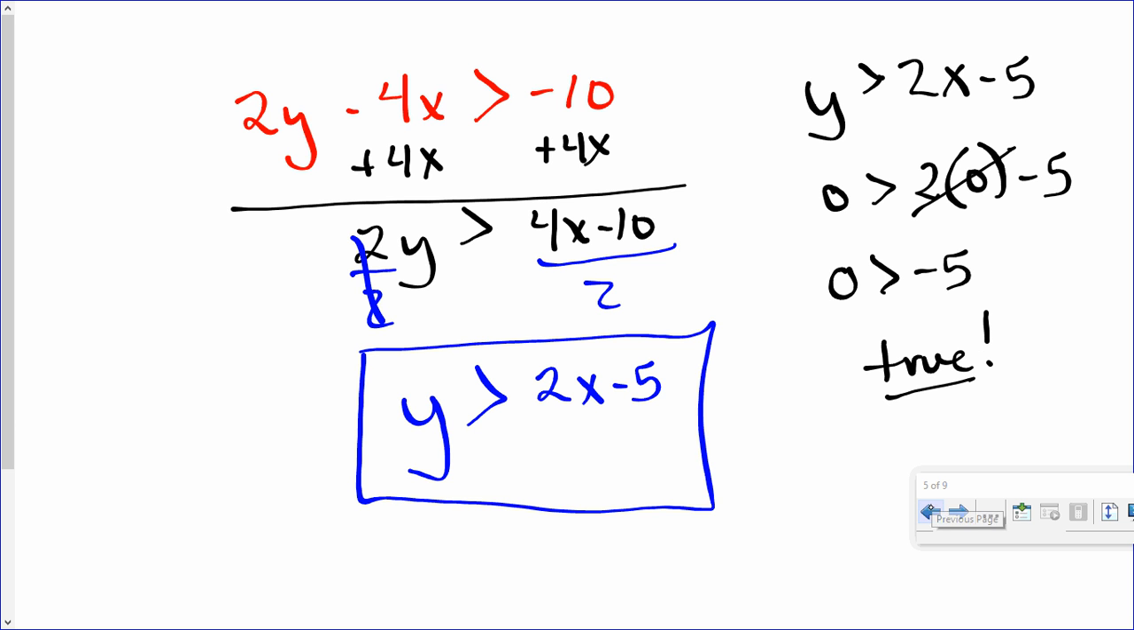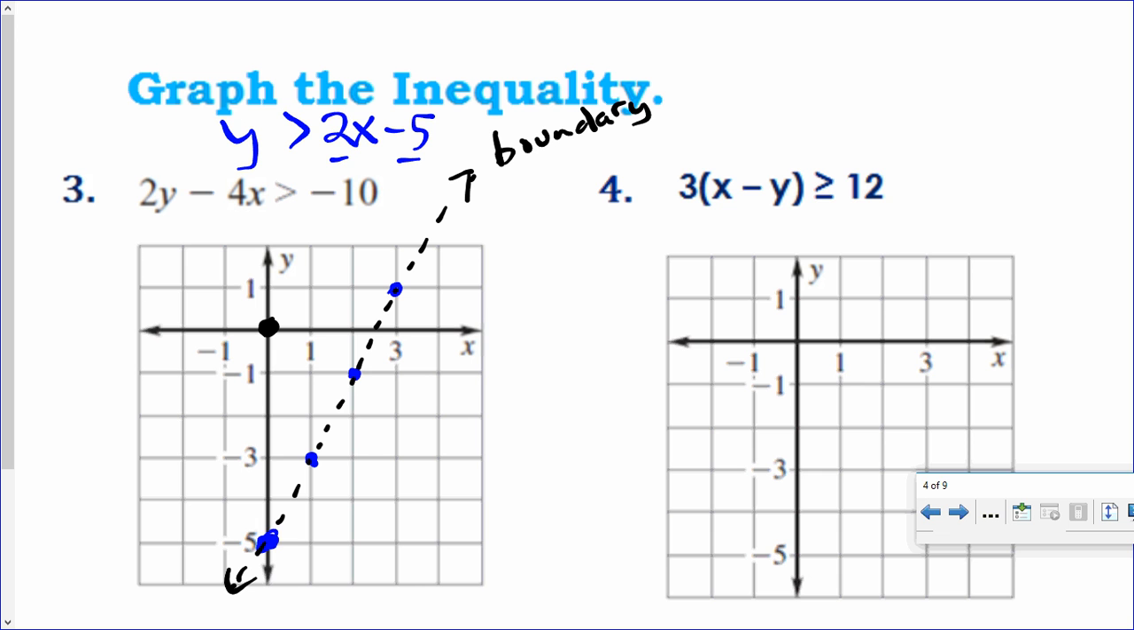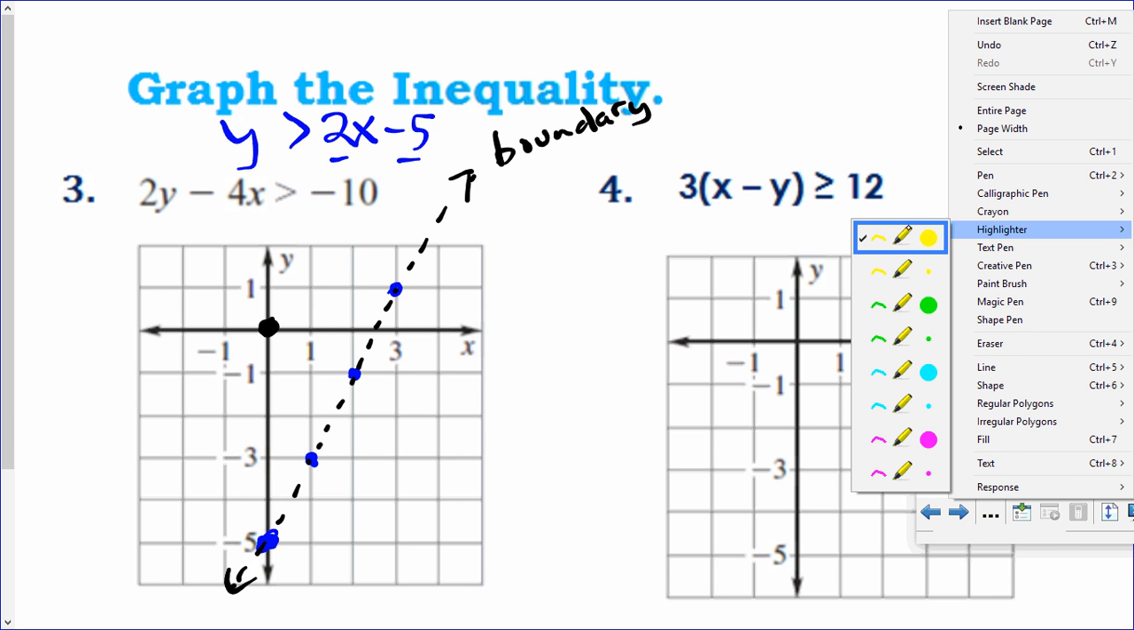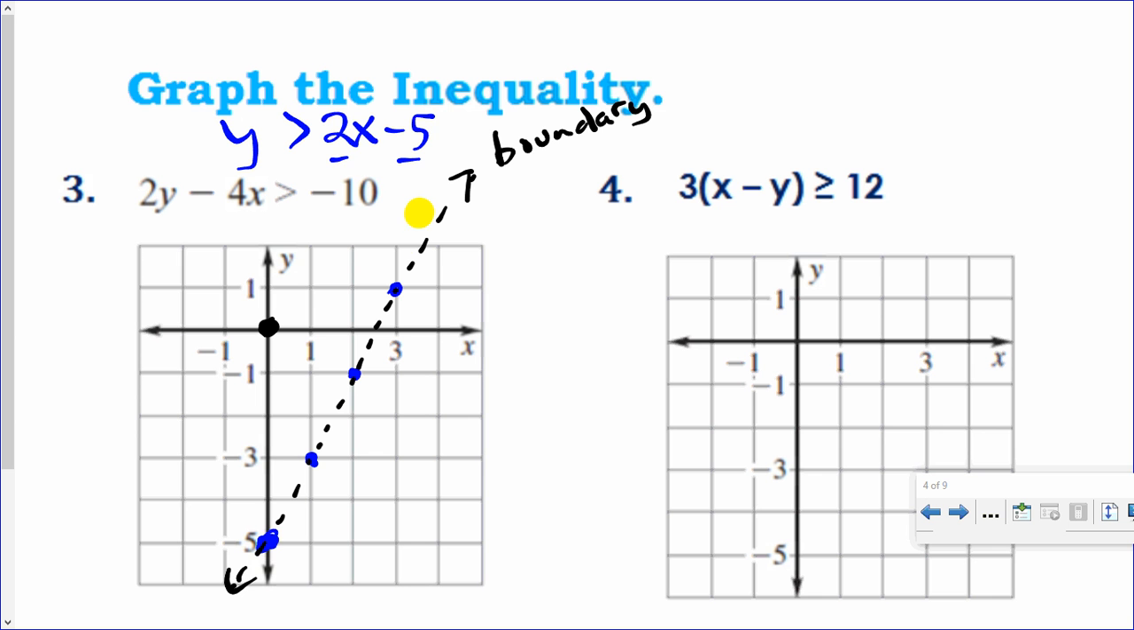What does that mean for me? Well, when I look back at my graph, I found a point on, we'll just call this the north side of my boundary line. And since this one is true, that means everything on this side is true. So I'll get out my highlighter, which is nice for me to use here. And I will go right up into the boundary and I will highlight all of this here. You would just kind of shade it in lightly with your pencil or something.